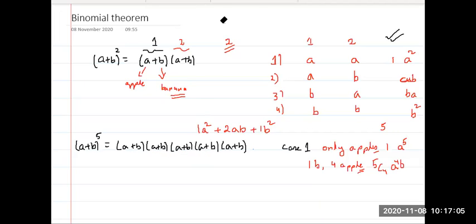Now, what would be the case 3? Tell me, what would be the third case? It would be 3 apples and 2 bananas. Yes or no? Right? Now think about it. In how many ways you can choose 3 apples?